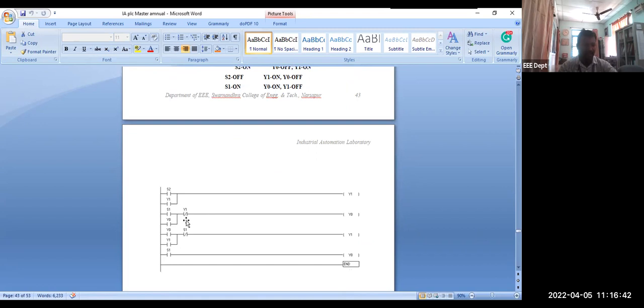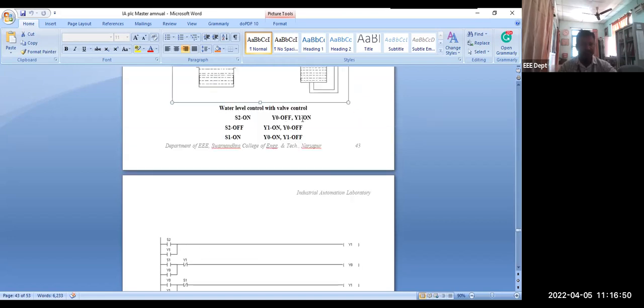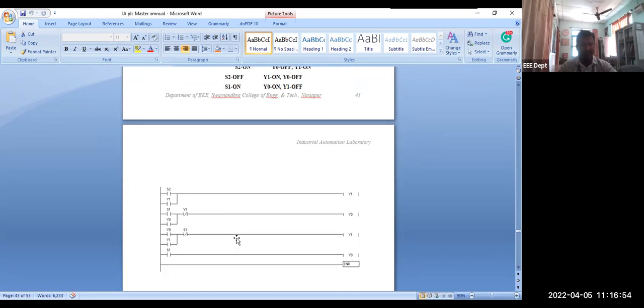So this is the ladder diagram. Even if S1 is on, Y0 on, in that case Y1 is off condition. So again, here also Y0 is latching, because Y0 is staying in that condition only.